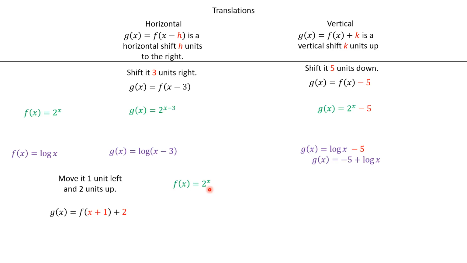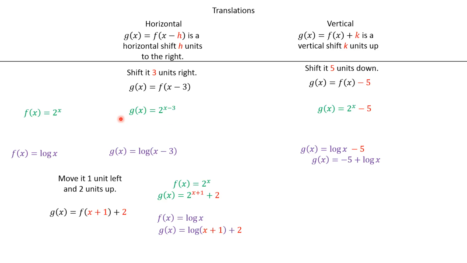F of x equals 2 to the x. Let's change the x to x plus 1 and stick a plus 2 on the end. There we go. That would be our translated exponential function. For our logarithmic function, we're going to change the x to x plus 1 and stick a plus 2 on the end. Here we have parentheses, so it's not as important that this plus 2 is in front, but it still easily could be.